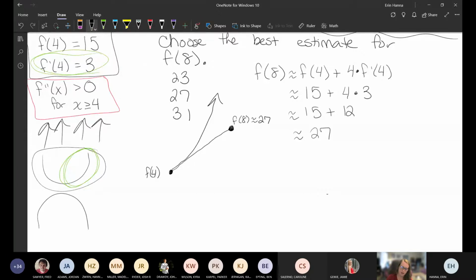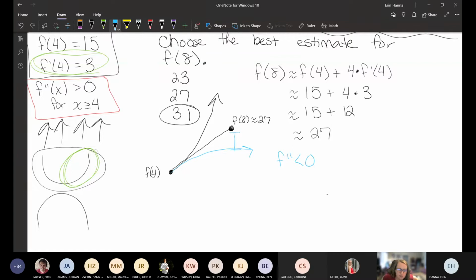So if you think about it, this estimation that we get from that tangent line approximation, since the function is concave up, actually ends up being too small because the function is going to be curving upwards. So actually the best estimation for this would be 31. If, for instance, the second derivative had been less than 0, then we'd have concave down, and then it would have been too big, and the option would have been 23.